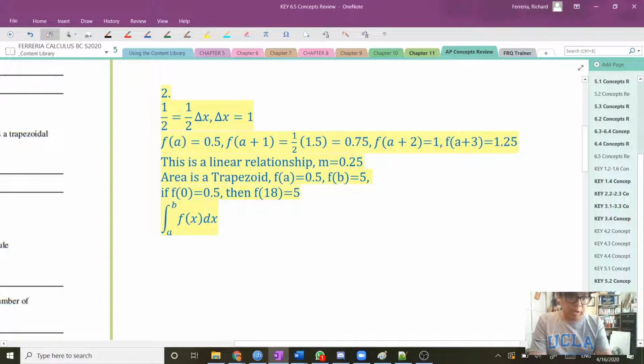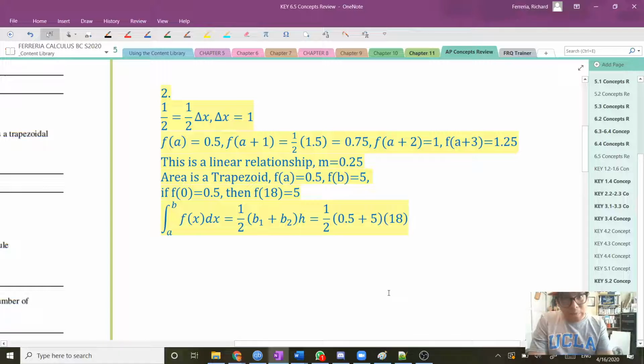So we got our integral of f of x. That's equal to the area of a trapezoid, 1/2 times base 1 plus base 2 times the height. Now we can substitute our numbers. On the left side, we know that the height is 0.5, and on the right side, the height is 5.